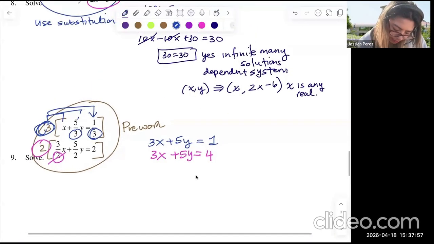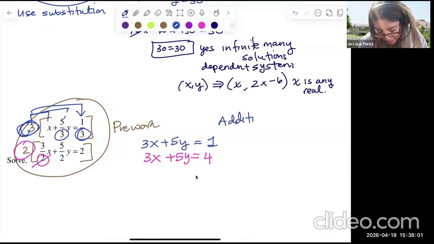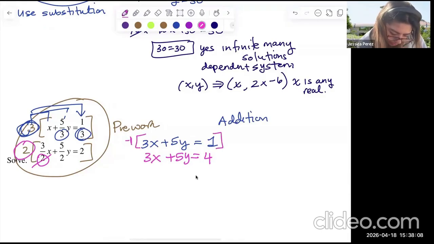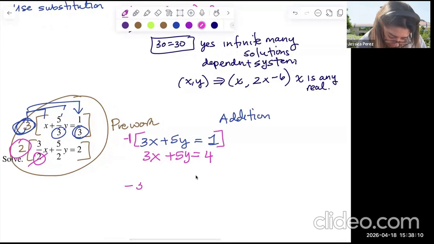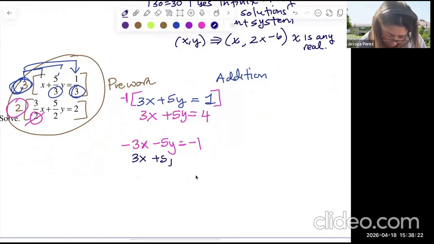Now, notice that they're very common, so I'm going to use, let's say, the addition method. And I'm going to multiply the top by a negative 1. So then it can cancel. So I have negative 3x minus 5y is equal to negative 1. And on the bottom, I have 3x plus 5y is equal to 4.